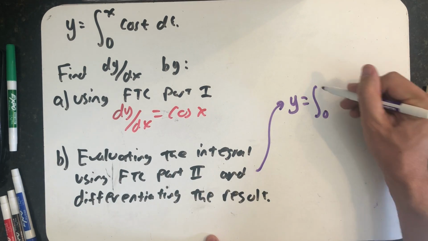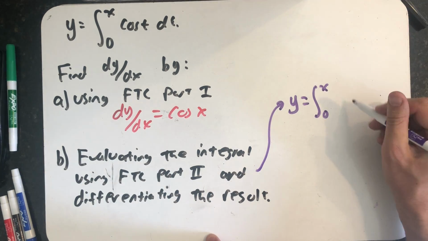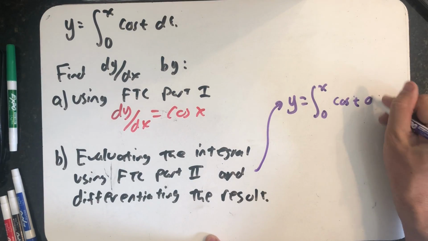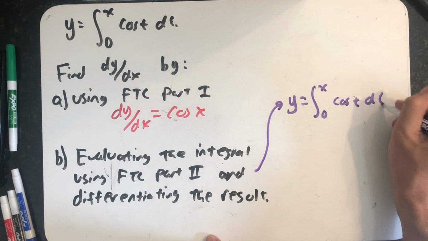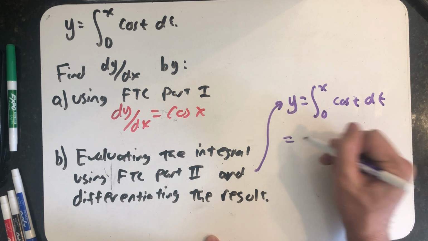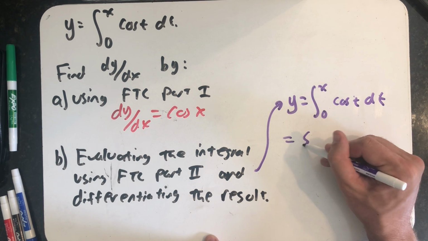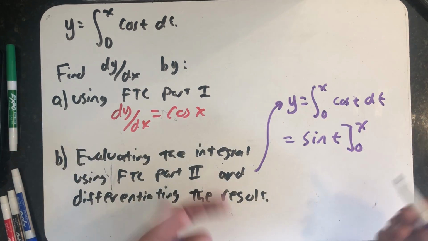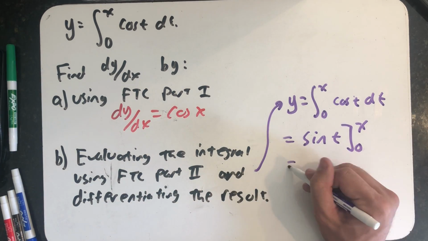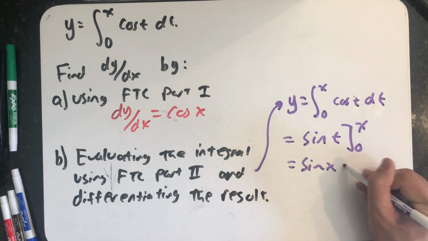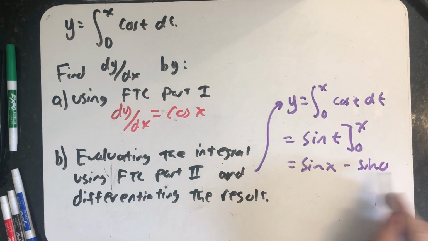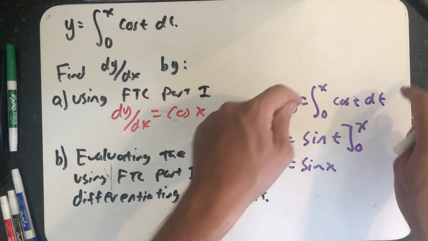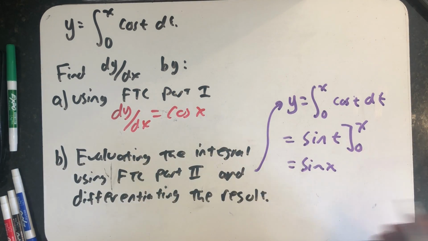So I'm taking the definite integral from 0 to x of cosine of t dt. I need an antiderivative for cosine, which we know is sine. So that would be sine of t evaluated from 0 to x. All right, so now I plug in my bounds: sine of x minus the sine of 0. Well, the sine of 0 is 0. So y, written down like this, really was just sine of x.